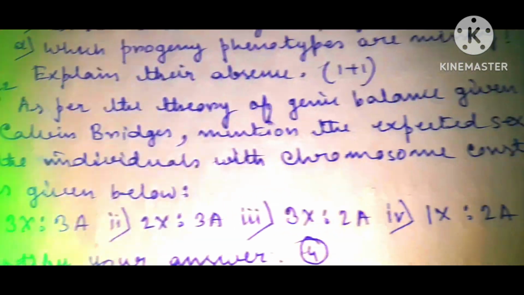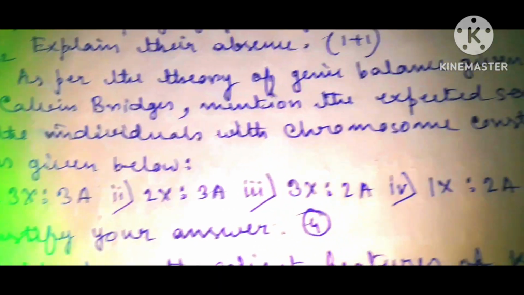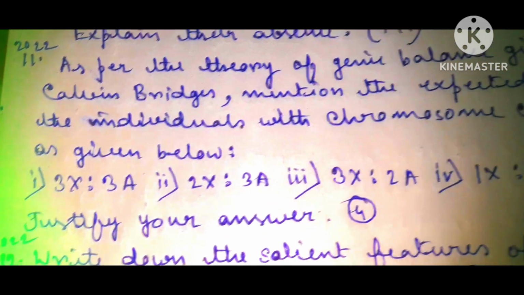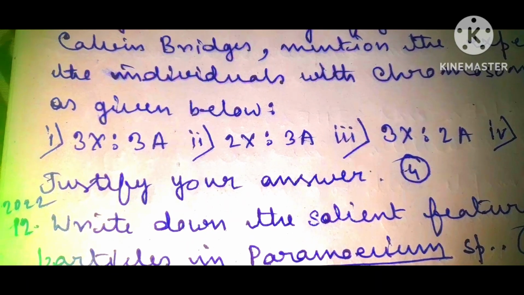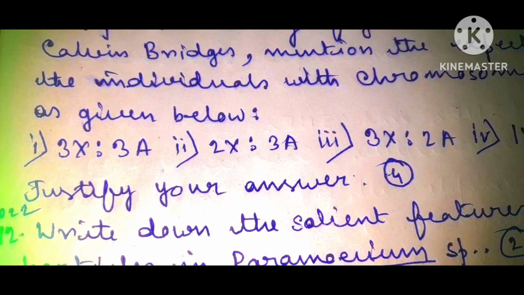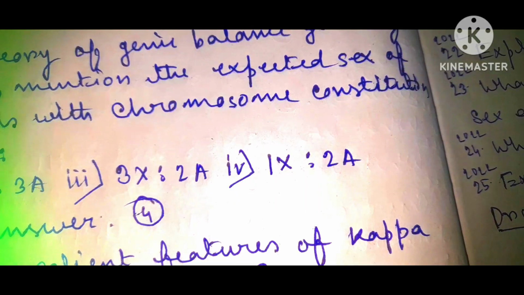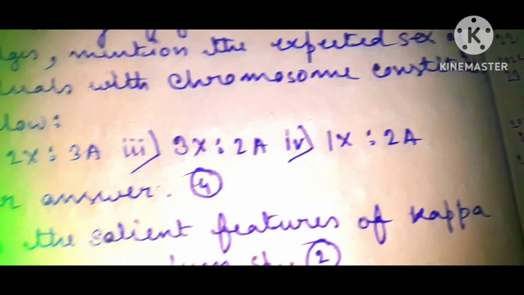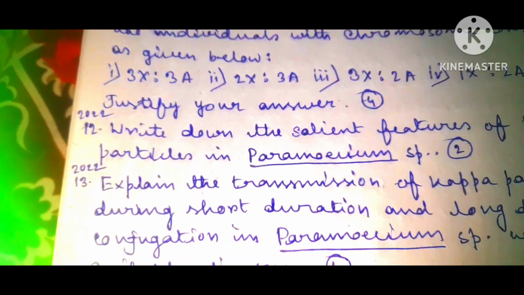As per the theory of genic balance given by Calvin Bridges, mention the expected sex of the individuals with chromosome constitution as given below: 3X to 3A, 2X to 3A, 3X to 2A, 1X to 2A. Justify your answer carrying 4 marks.